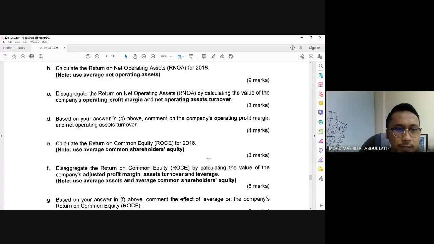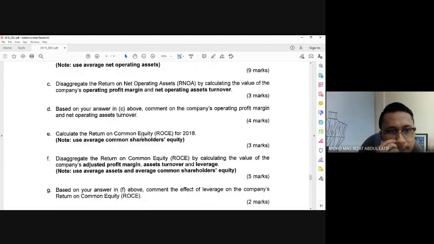And then E, calculate the ROCE for 2018, use the average common shareholder equity. So you gunakan beginning equity plus ending equity divide by 2. Why? Because they dah provide you with 2 years of equities. Okay, 2017 and 18. Next, F, disaggregate the return on common equity by calculating the value of the company's adjusted profit margin, asset turnover and leverage. So use the average asset and average common shareholder equity.